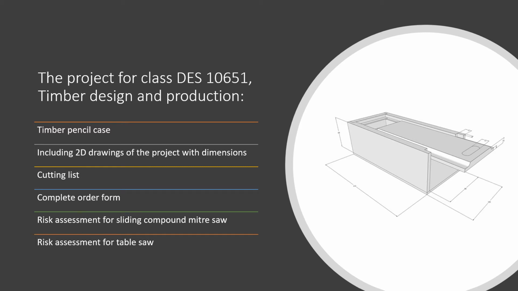The project for class DES10651 timber design and production is going to be to produce a timber pencil case. Included in this pencil case project are some 2D drawings of the project with dimensions, a cutting list, a complete order form, a risk assessment for a sliding compound miter saw, and a risk assessment for a table saw.